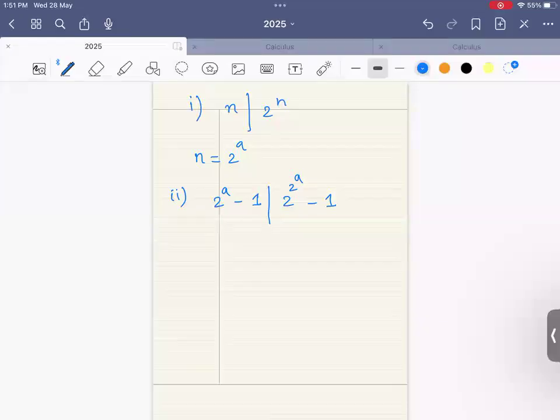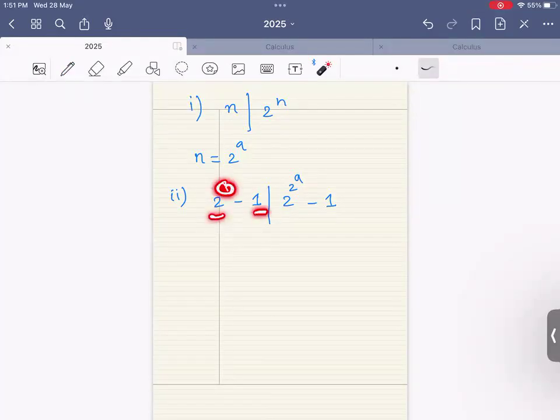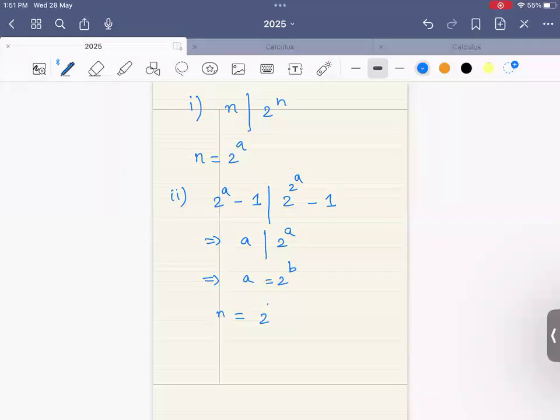So now you can see that a to the power k minus 1 or a to the power m minus 1 divides a to the power n minus 1. That means that a divides 2 to the power a. So we get back the same equation. So if a divides 2 to the power a, it means that a must be of the form 2 to the power b. Which means that n must be of the form 2 to the power b.